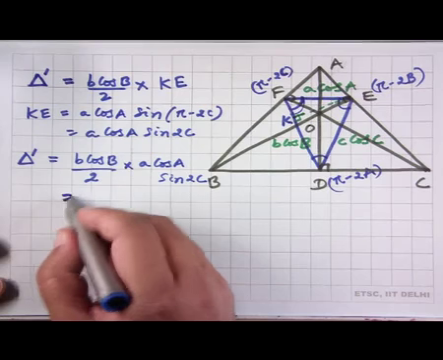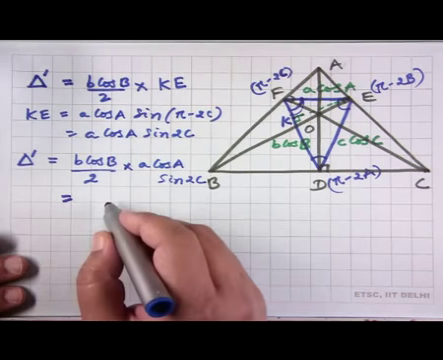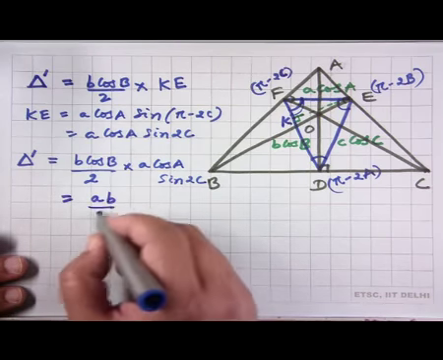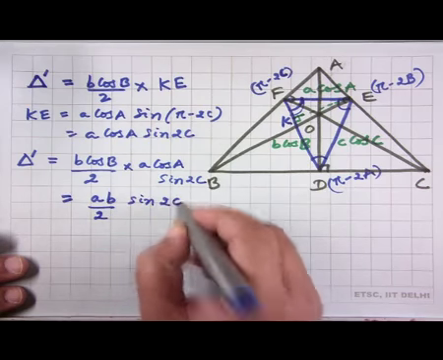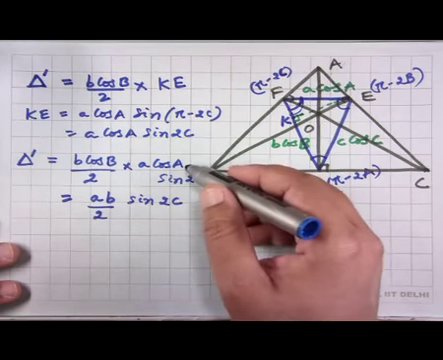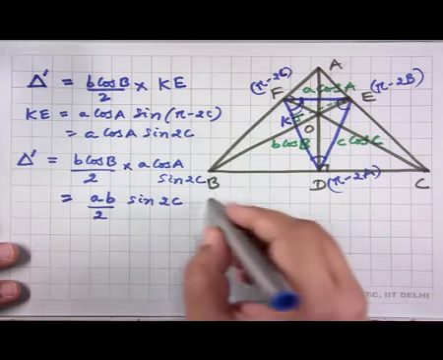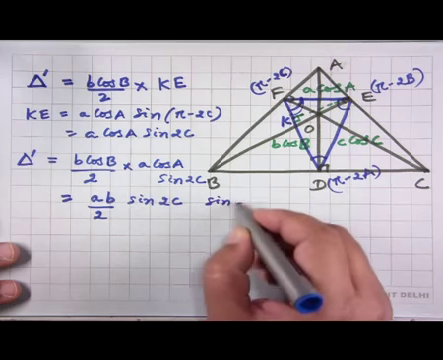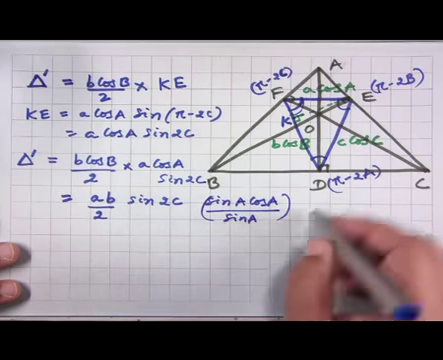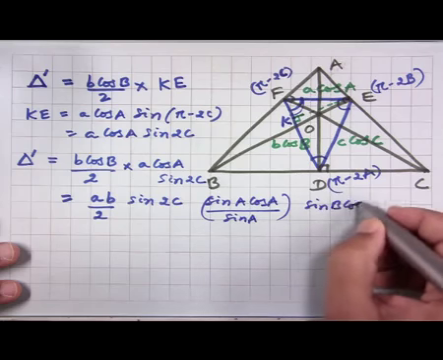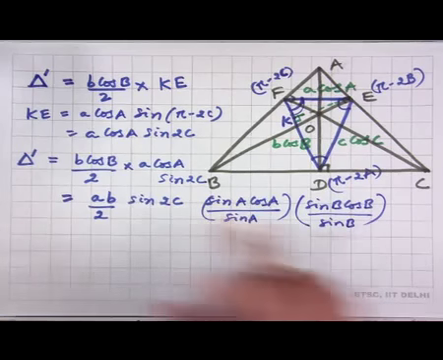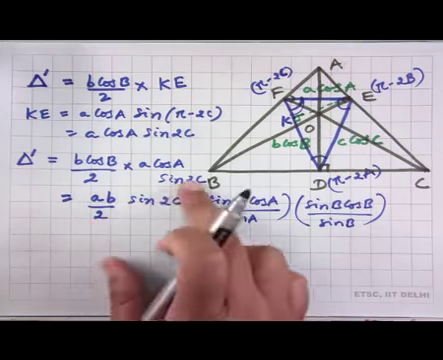which can be further simplified to ab over 2 times sine 2C into cos A cos B. So, we multiply both the numerator and denominator here by sine A, so we get sine A cos A over sine A, similarly times sine B cos B over sine B. So, this is cos A, this is cos B. So, cos A cos B, ab over 2 is here and sine 2C is here.